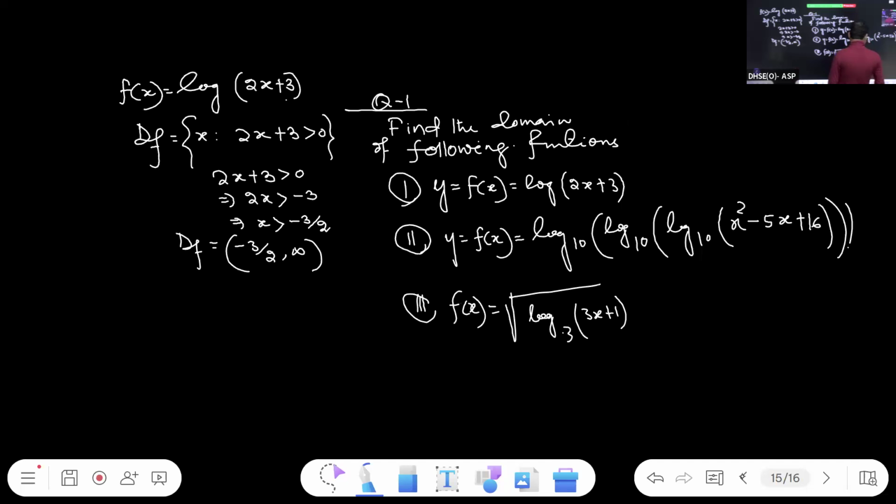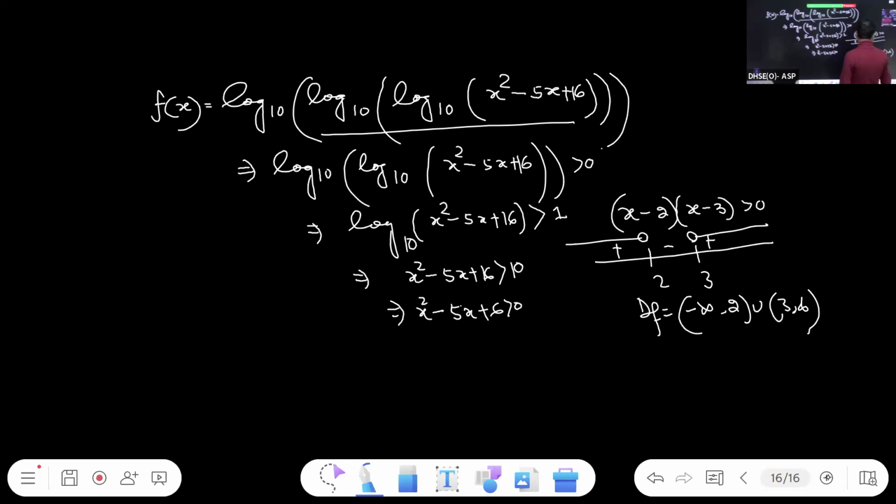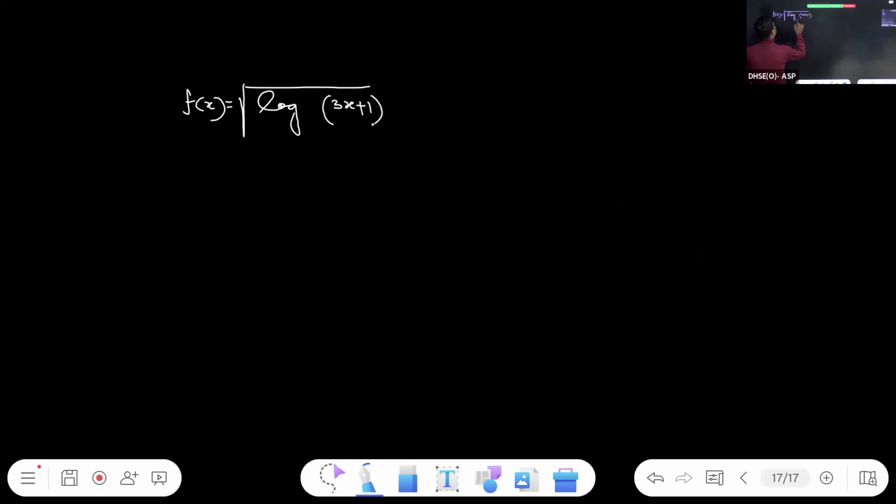Third question. f of x is equal to under root log of 3x plus 1 to the base 0.3. Okay.